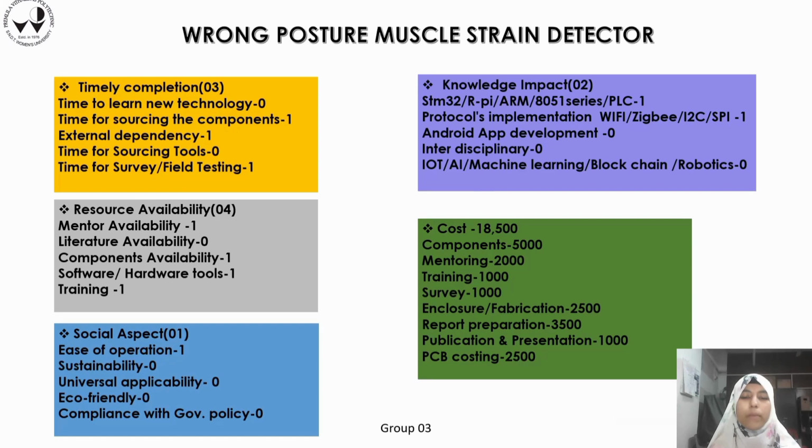And the last parameter, which is cost, in which the subparameters include the parts of the costing, like components, mentoring, training, survey, enclosure, fabrication, report preparation, publication, and presentation. PCB costing, in which the total cost of the project is 18,500. Overall, by calculating the components and all the total costing, the cost of the project is 18,500.